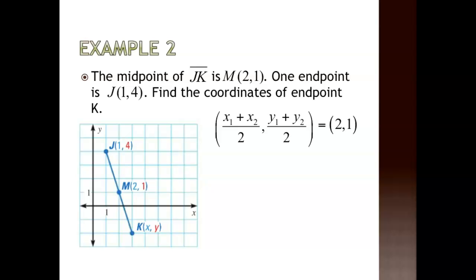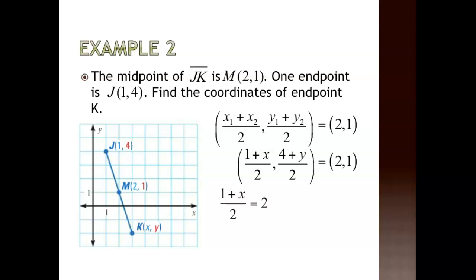Now let's fill in what we know. We know one of the x-coordinates is 1 and one of the y-coordinates is 4. Now for the other endpoint K, we just label those x and y. And we know this whole thing is going to give us 2 and 1. Now what we're going to do is separately solve for x and y. You'll notice here that the x-coordinate is given by 1 plus x over 2, and that should give us 2. So I'm going to set those equal to each other. So 1 plus x over 2 equals 2, and I can do the same thing with the y-coordinate. 4 plus y over 2 gives us 1.